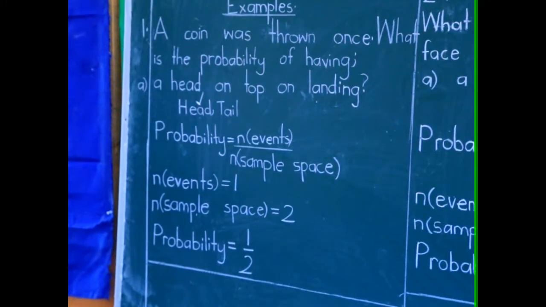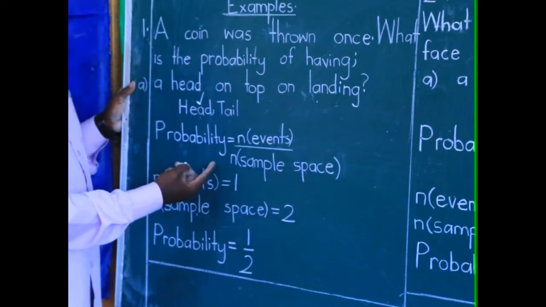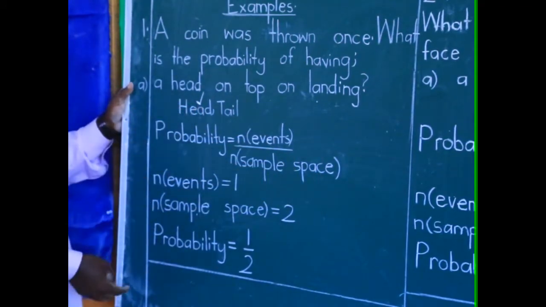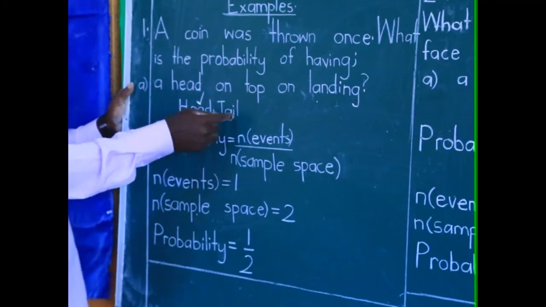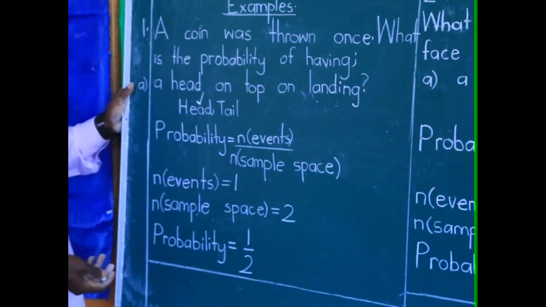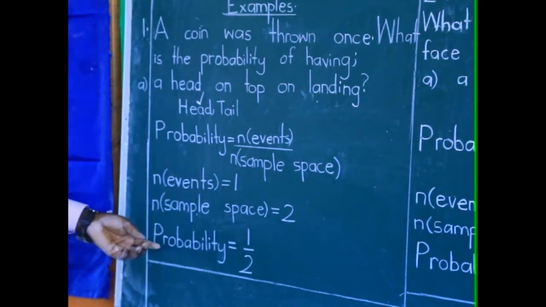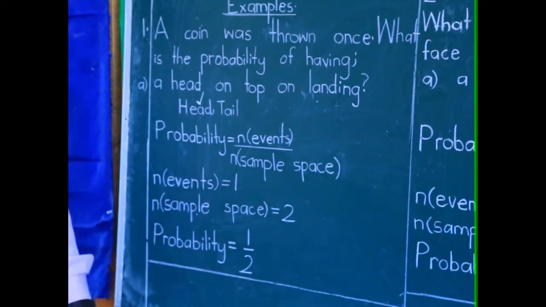So that's the total chance. Probability is equal to number of events out of number of sample space. How many heads do you have here? 1. So number of events is equal to 1. Then how many chances in total? I've got 1, 2 that can appear on top on landing. So number of sample space is equal to 2. So probability is equal to 1 of the 2, meaning a half. So that's how we work out that number.